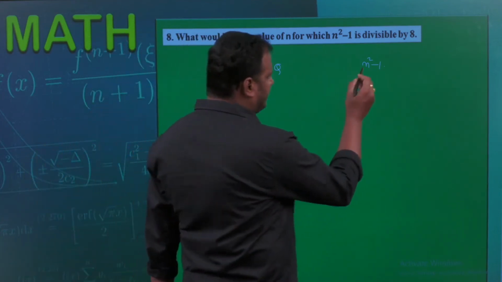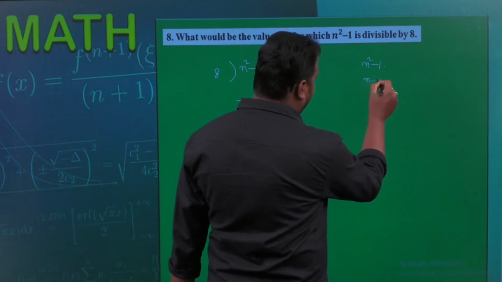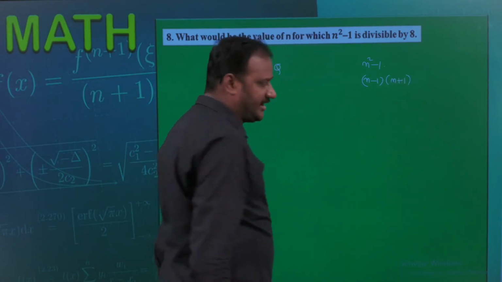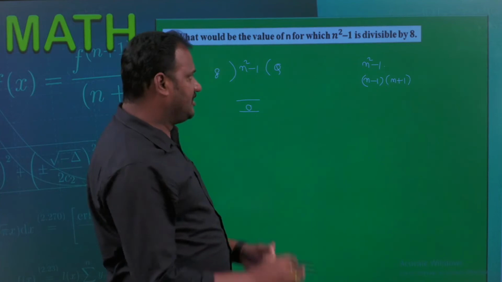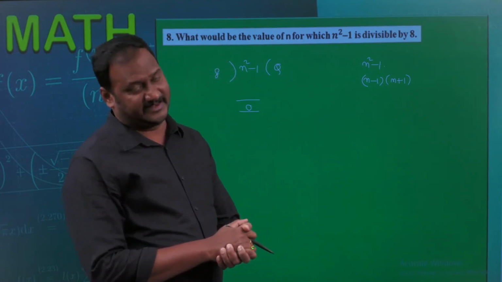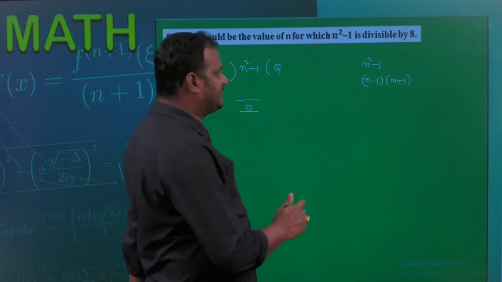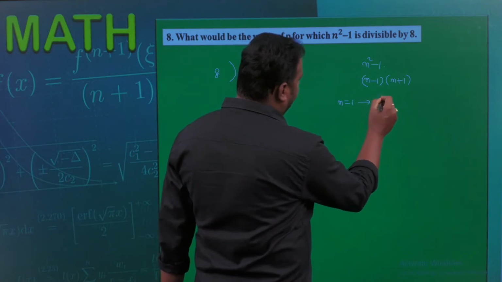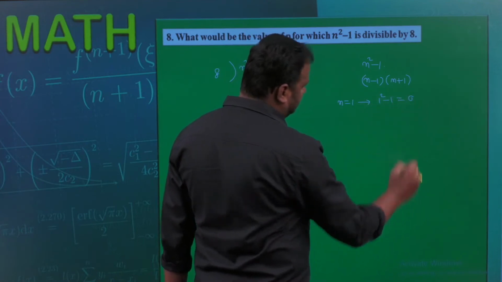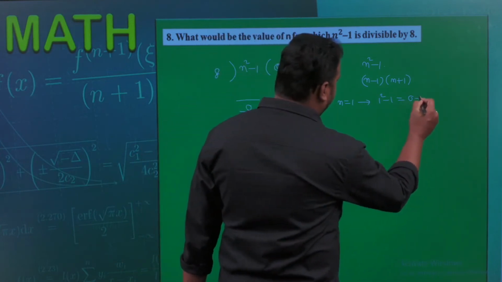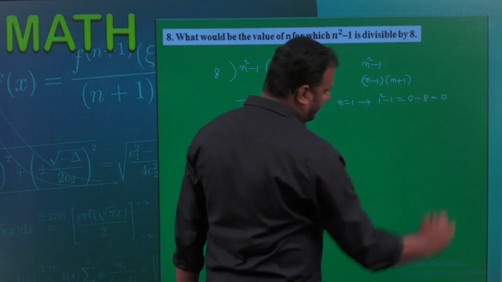So n square minus 1 can be written as n minus 1 into n plus 1. For what value of n is it divisible by 8? For example, if I take n equal to 1, then it is going to be 1 square minus 1 is equal to 0. Is this 0 divisible by 8? Absolutely, because 0 divided by 8 is equal to 0.